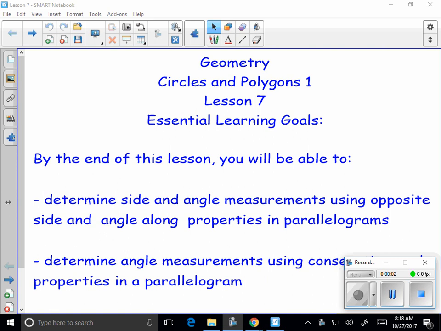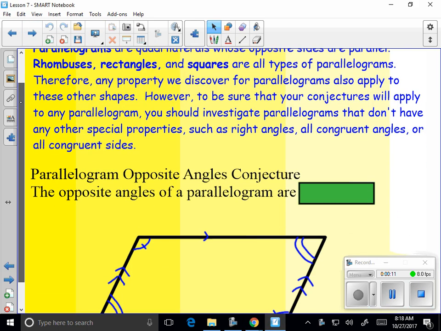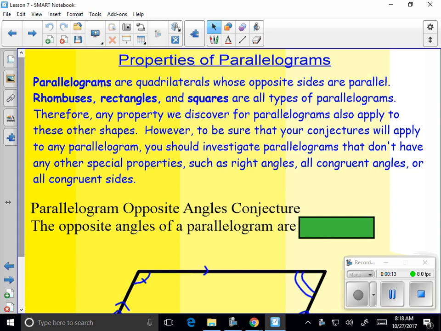This is lesson 7 of CP1, which is unit 4. We're going to talk about parallelograms, angles, and sides. Looking at this is a whole lot of verbiage, and who really wants to read that, right?